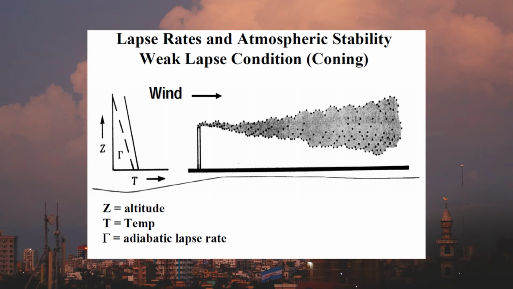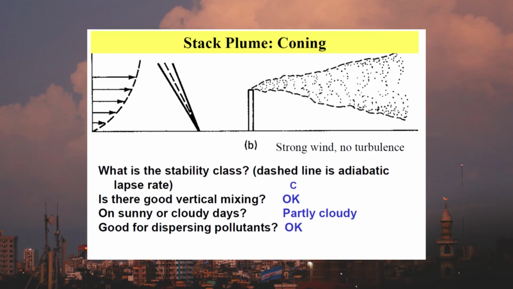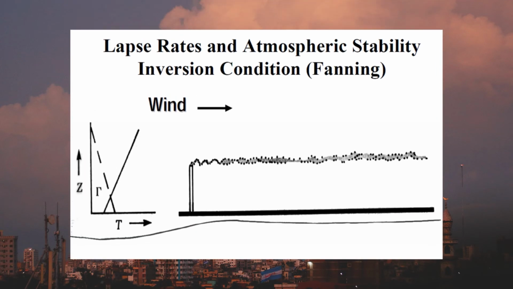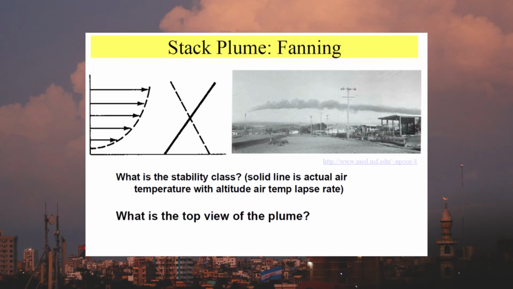of the air pollutants. So this is how the plume behaves if the adiabatic lapse rate is more or less equal to the environmental lapse rate. And if there is a temperature inversion, then the pollutant doesn't come down, and it remains like that. It is called fanning. So this is how the pollutant behaves during the inversion.